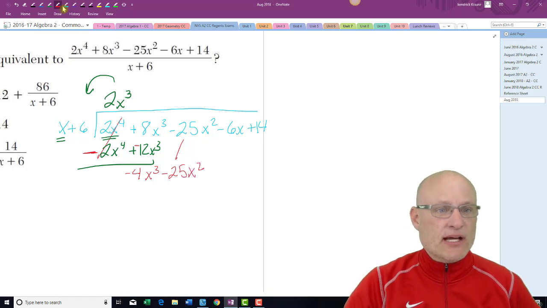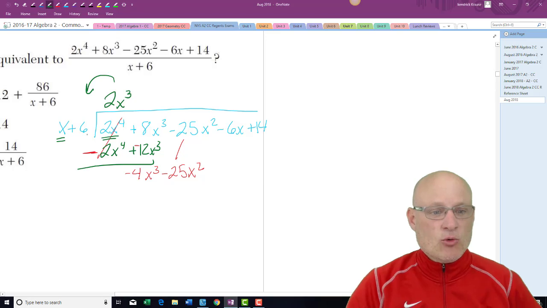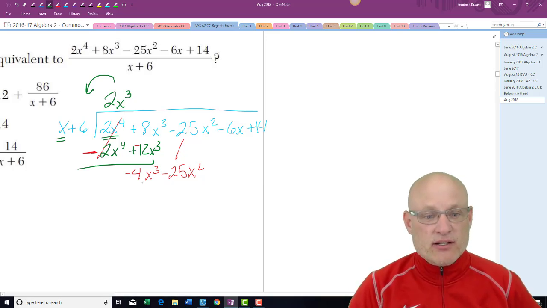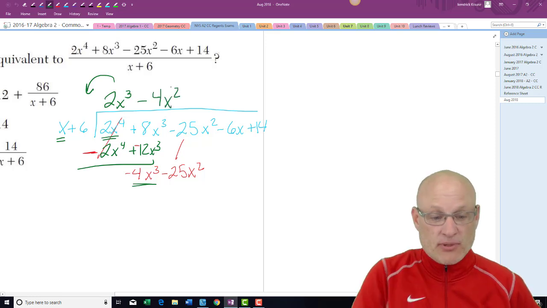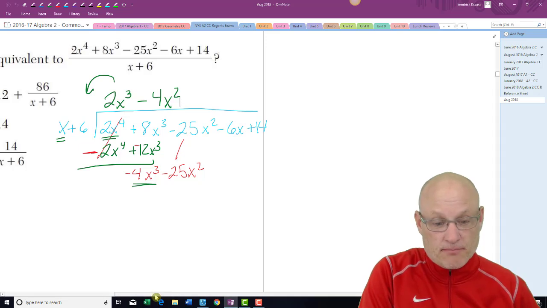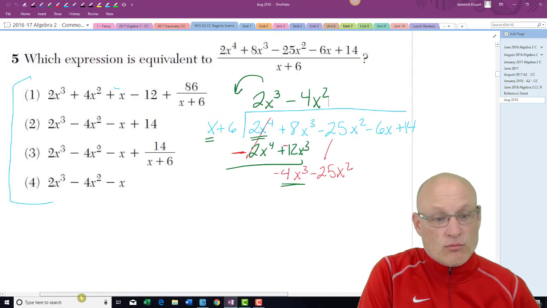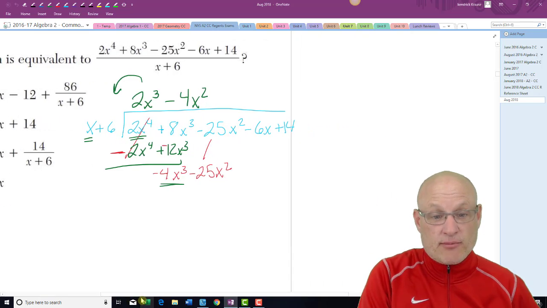And now I want to figure out how many times this goes in. So I said, okay, what do I got to multiply x by to get negative 4x cubed? Oh, that's negative 4x squared. Now, I believe at this point I might be done. Oh, nope, it could be either choice 3. Oh, it could be choice 2, 3, or 4. So we got to keep going.